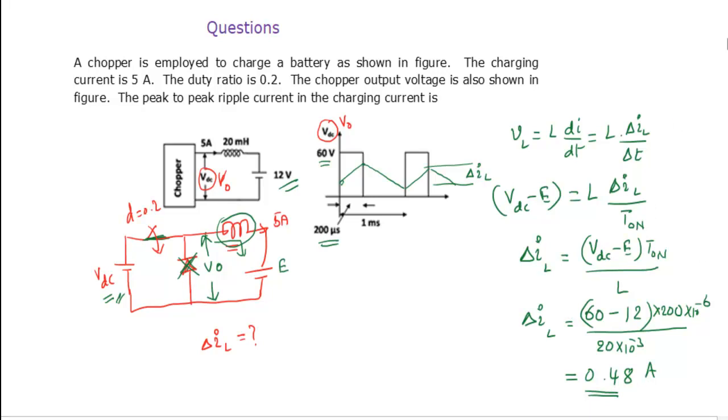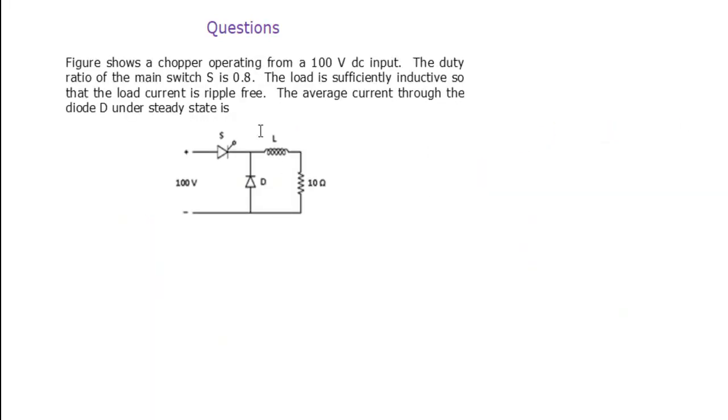Then move on to the next question. The figure shows a chopper operating from a 100 volts DC input. The duty ratio of the main switch S is 0.8. The load is sufficiently inductive so that the load current is ripple free. That means the load current is almost constant. That's the meaning of it. Ripple free is nothing but constant, so ripple free means delta IL is 0. So that means the load current is constant.